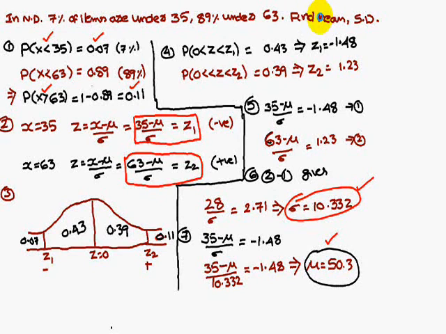What he is asking is, find the mean and standard deviation. Mean is 50.3 and the standard deviation is 10.332. Okay, thank you.